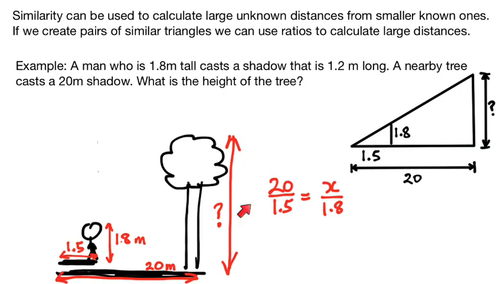Now that I've got this nice little equation here, I can use a bit of algebra to get x on its own, which is the value we're trying to calculate. Multiplying both sides by 1.8, I get a value for the tree height of 24 meters. So without actually having to get out and throw a tape measure over this tree, we've used similar triangles to calculate the height of our unknown tree. Well done.